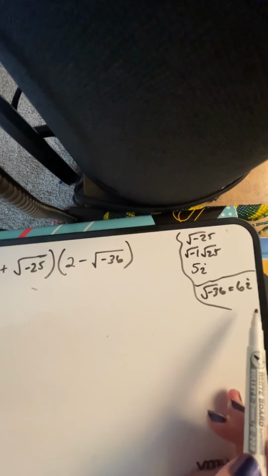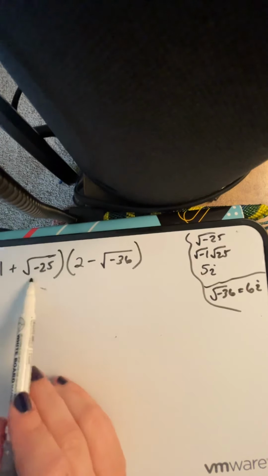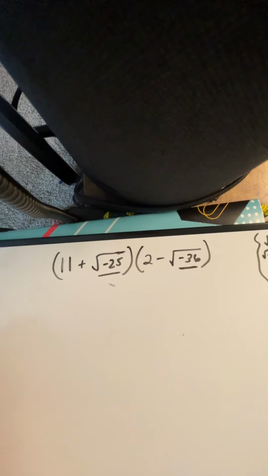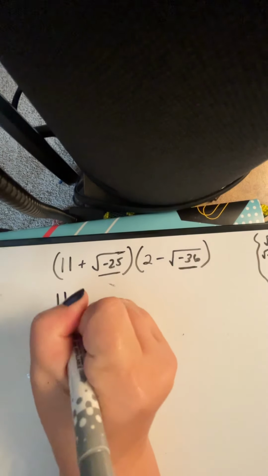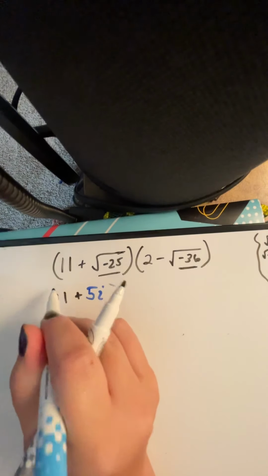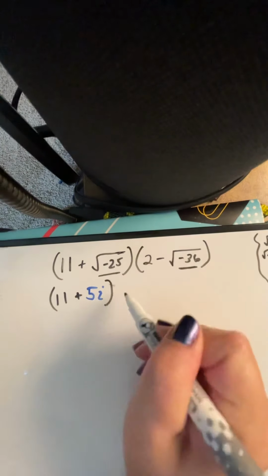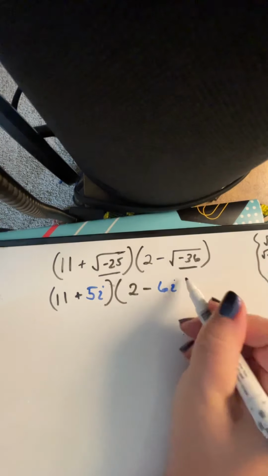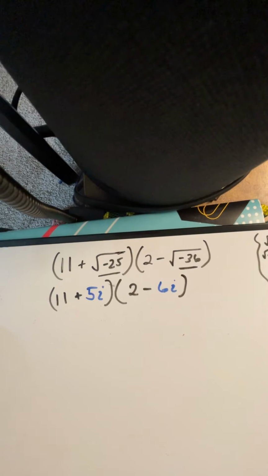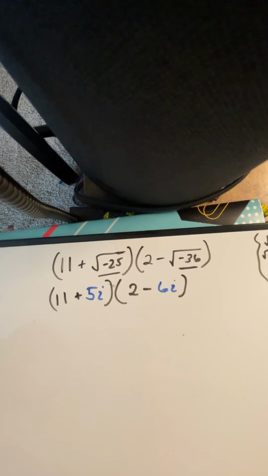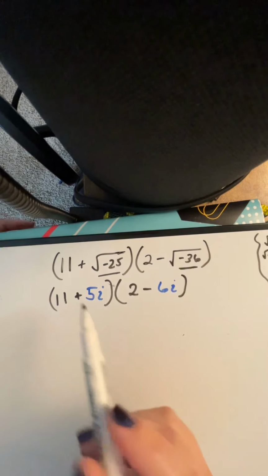So we're going to come back over here and rewrite these square roots of negative numbers in terms of their imaginary simplifications. So that gives me 11 plus 5i times 2 minus 6i. So that first step is just rewriting those square roots of negative numbers in terms of imaginary numbers. Now we multiply this using essentially FOIL, distributing twice.